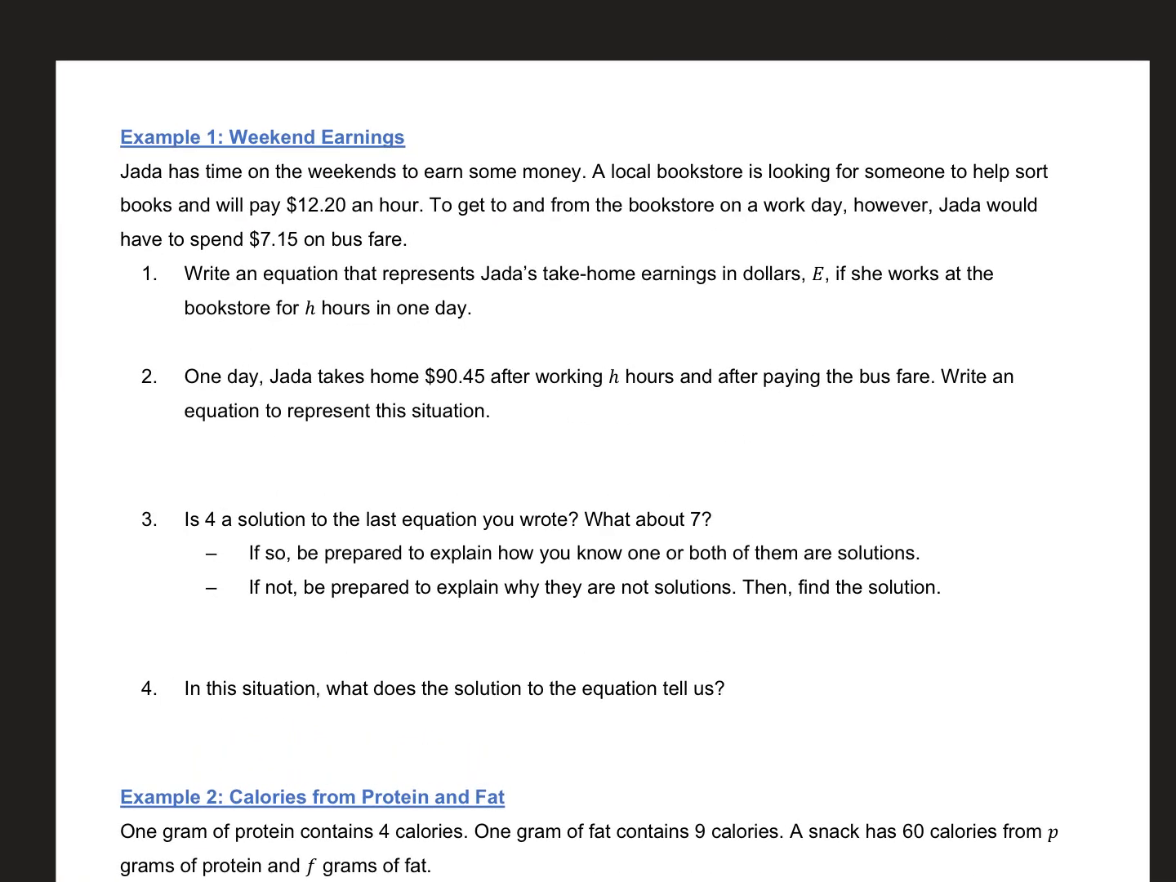So here we have Jada has time on the weekends to earn some money. A local bookstore is looking for someone to help sort books and will pay $12.20 an hour. To get to and from the bookstore on a workday, however, Jada would have to spend $7.15 on bus fare. And we want to write an equation that represents Jada's take-home earnings in dollars E if she works at the bookstore for 8 hours a day. So we're always thinking that total equals how we get the total. We talked about that before.